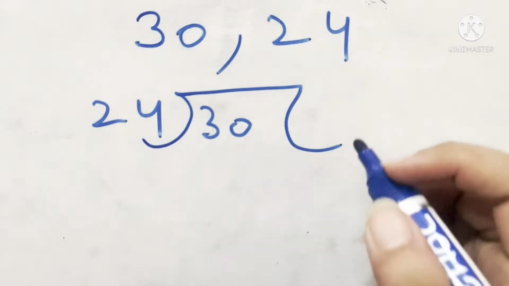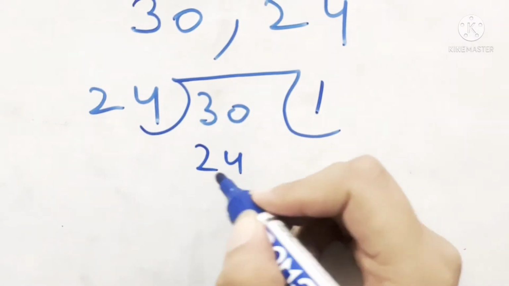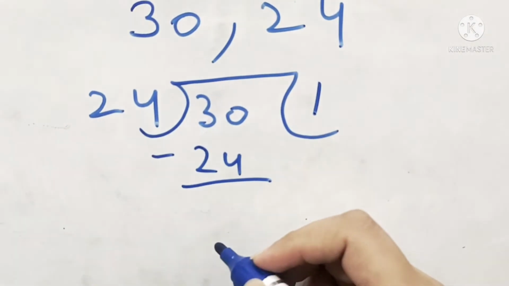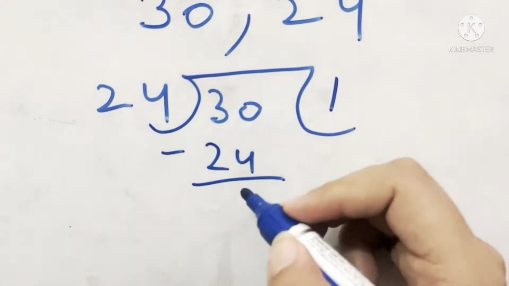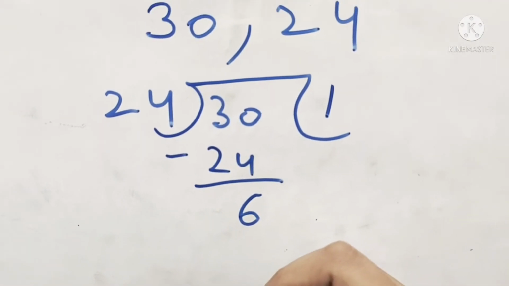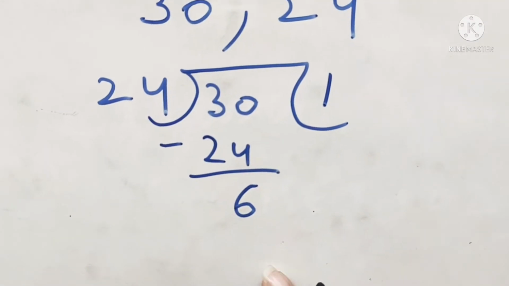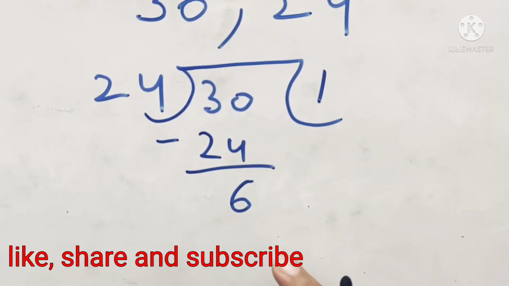So we will divide it normally like we used to do. 24 into 1 is 24, because 24 into 2 will be 48, which is bigger than 30, so we can't take it. Now I will subtract 24 from 30, and I am getting 6. Now the process doesn't end over here. We have to continue this division till we get the answer 0.